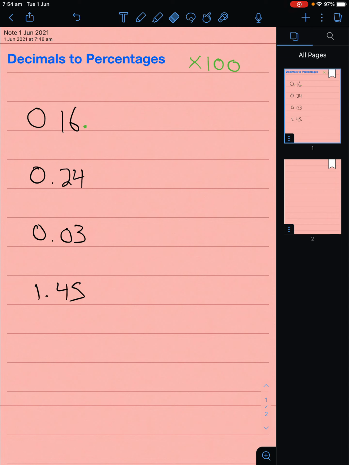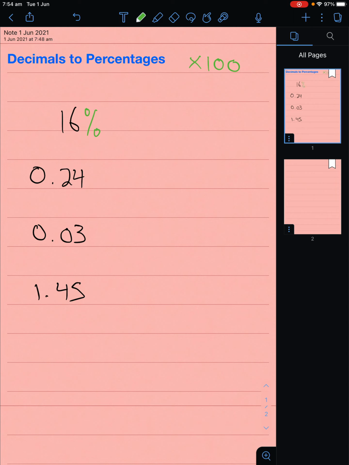So we've got 0, 1, 6 point. Now because there's nothing after the decimal, we can sort of ignore that now as well because there are no numbers after it. And if there's a 0 at the front of a number, we can get rid of that as well. So we're just left with 16. And so the last thing we need to add on to that is our percentage symbol, 16%.